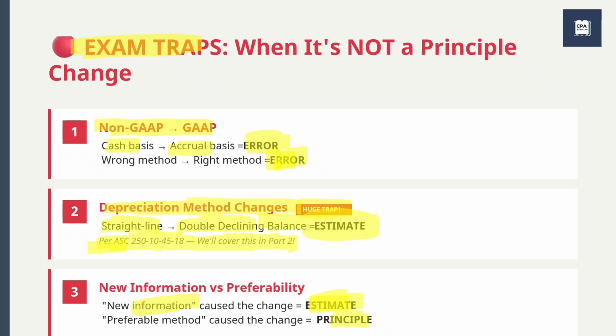Yes. If you see things like a preferable method, maybe a company is getting into a new contract and it is more preferred to use the new revenue recognition method. That is GAAP compliant and they prefer it and they justify it. You should think of a principle change.